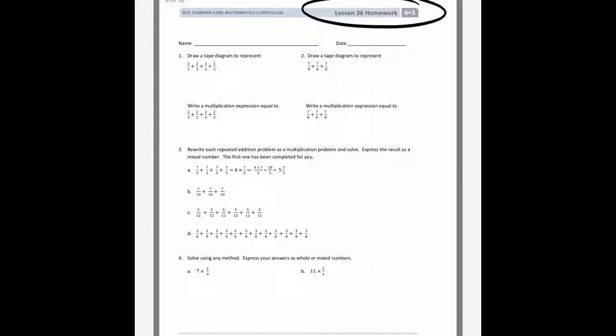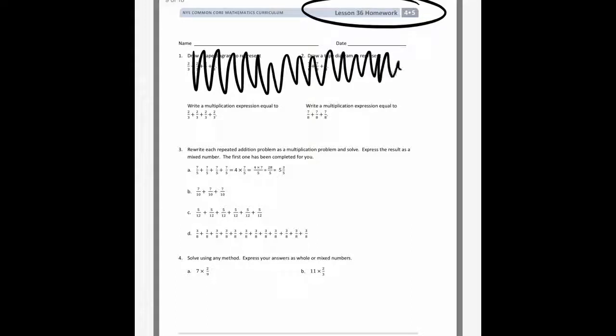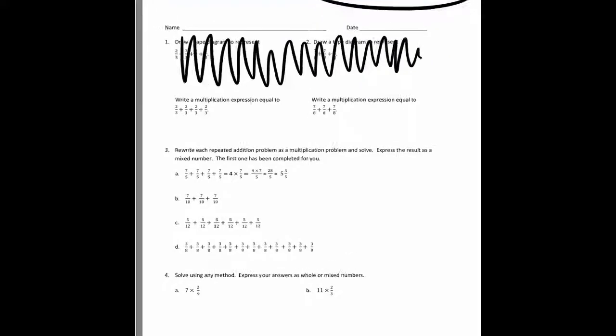Let's go ahead and start off with number 1 and 2. I'm actually going to cross out the tape diagram part because I feel like that confuses my students more than helps them, so we're going to cross that out for now. And let's just look at the bottom part of number 1 and 2.